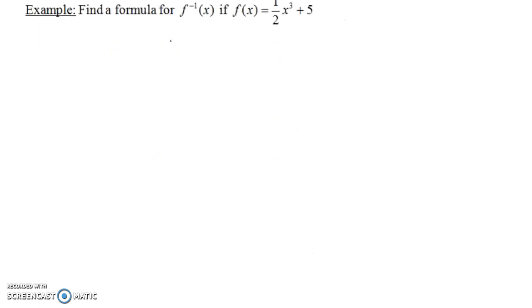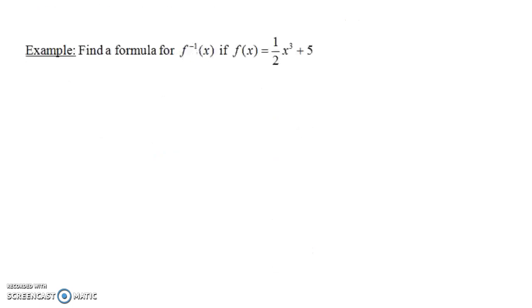So how do we find a formula for f inverse of x? Oh, and by the way, this is the notation that we use for f inverse of x. This does not mean f to the -1 power. It's kind of confusing. We just say f inverse of x. So how do we find a formula for the inverse function if this is our original function, f of x equals 1/2 x cubed plus 5?